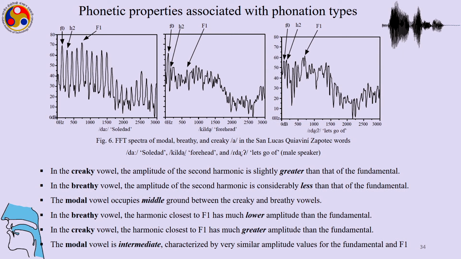In the creaky vowel, the amplitude of the second harmonic, so this is breathy, modal and creaky. In the creaky one, this is the second harmonic, and the second harmonic is slightly greater than that of the fundamental. We can see the fundamental here, and all this information is possible only if we look at the spectra and not at the spectrogram. So we need the information with regard to the harmonics. If you go back to your acoustic classes, recall that for all the information regarding harmonics, we have to take into account the spectra and not the spectrogram.